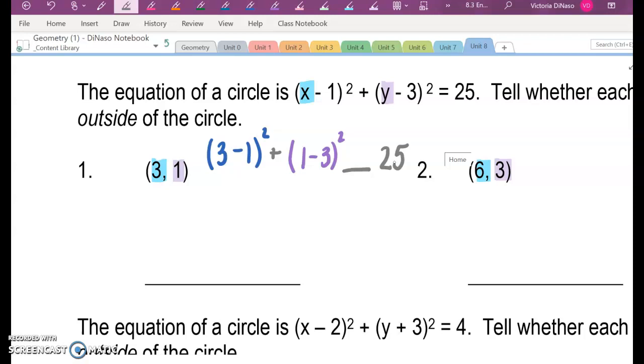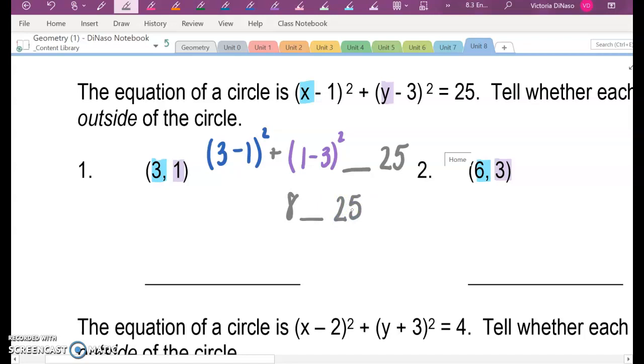So you're going to type in your calculator 3 minus 1 squared. Make sure that you have that parentheses. And then plus 1 minus 3 squared. And you could type that whole thing in at the exact same time. You should get the number 8.